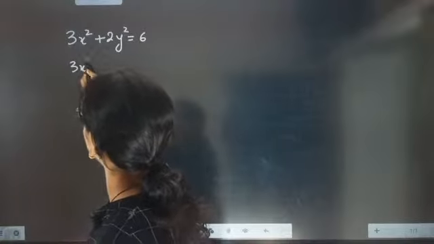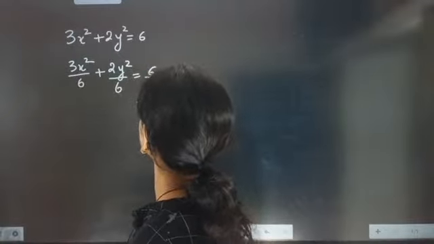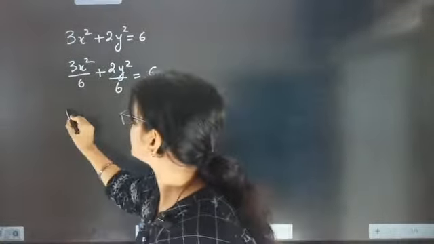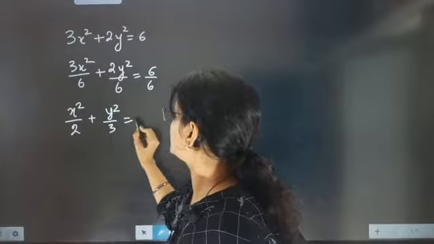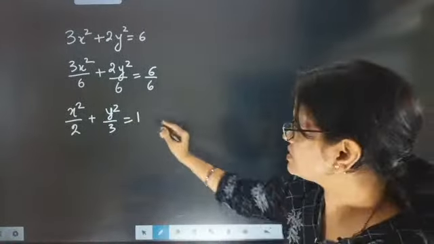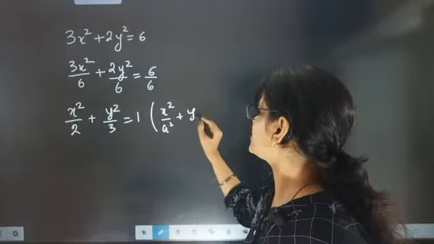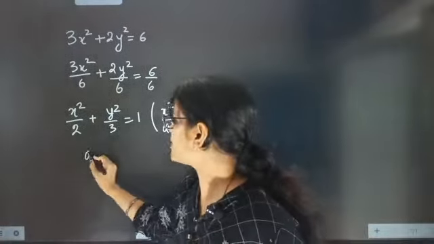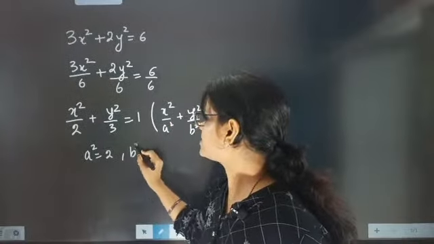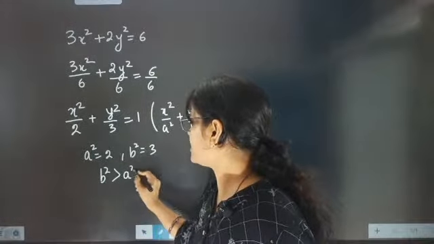So now look here, 3x square plus 2y square equals 6. The first work we will do is divide both sides by 6. After dividing both sides by 6, we get x square by 2 plus y square by 3 equal to 1. So if we compare this equation with the general ellipse, x square by a square plus y square by b square equal to 1, we see that a square is 2 and b square is 3. And here, b square is greater than a square.